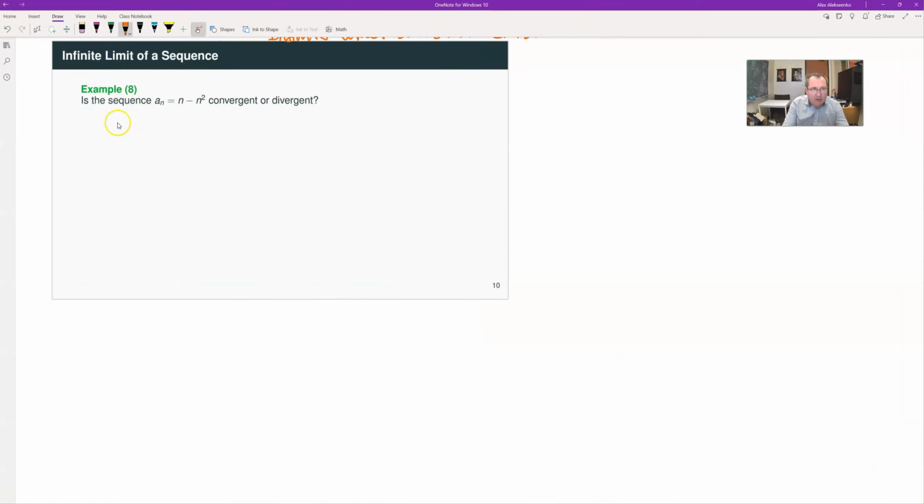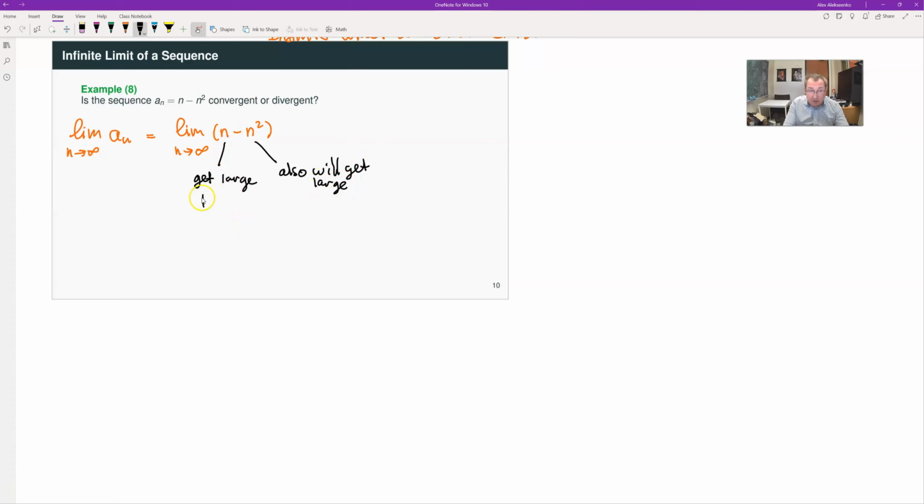Let us consider one additional example for infinite limits. Again, the question is if the sequence is divergent or convergent. Let's take a look at the sequence. The formula for the sequence is n minus n squared. And if you look at that, we have competing tendencies. This will get large. N squared also will get large.